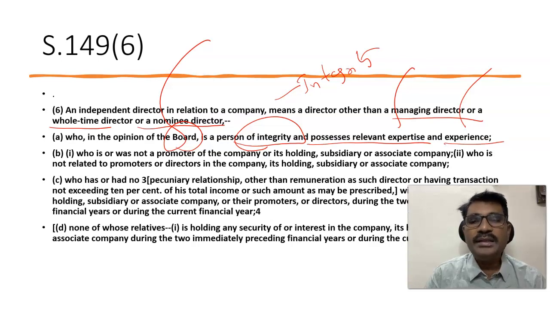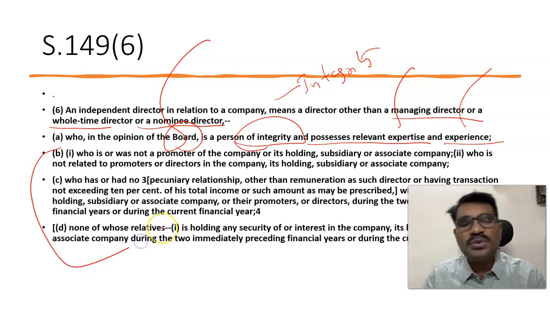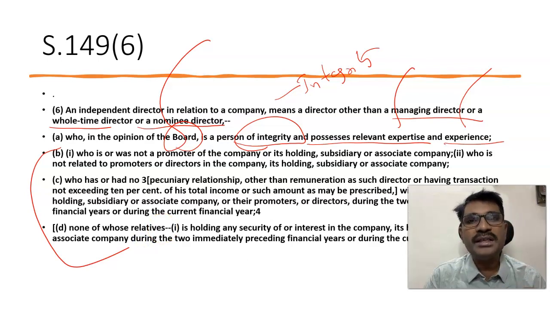And in section 149 clause number 6, there are some other provisions which say who cannot be an independent director. These are the clauses which say that if a person is related to or comes under the provisions stated in 149 clause number 6, he is disqualified from being an independent director. Let me put it one way. If a person is not disqualified, then he is qualified to be a director. A person who is disqualified by virtue of the provisions of 149 clause number 6 is not qualified to be a director.